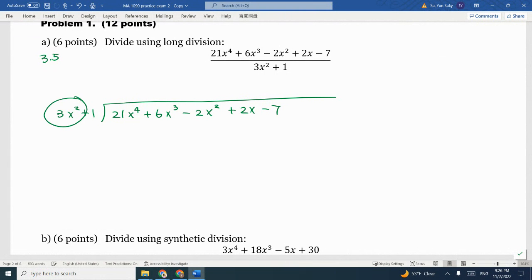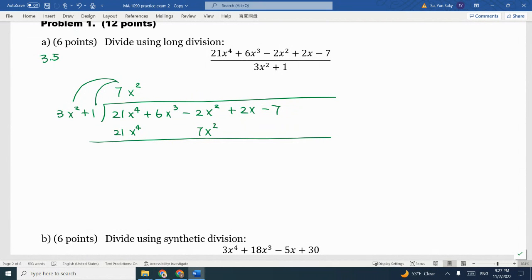Okay, then you ask, what multiplied by 3x squared to get 21x to the fourth? What multiplied by 3 to get 21? Oh, that's 7. What multiplied by x squared to get x to the fourth? That's x squared. Is that okay, everybody? And now, multiply them. 7 times 3, 21. X squared times x squared is x to the fourth. And then times 1. So that is 7x squared. And because it's x squared, so you put it under the square. Don't put it under the cube. Okay.